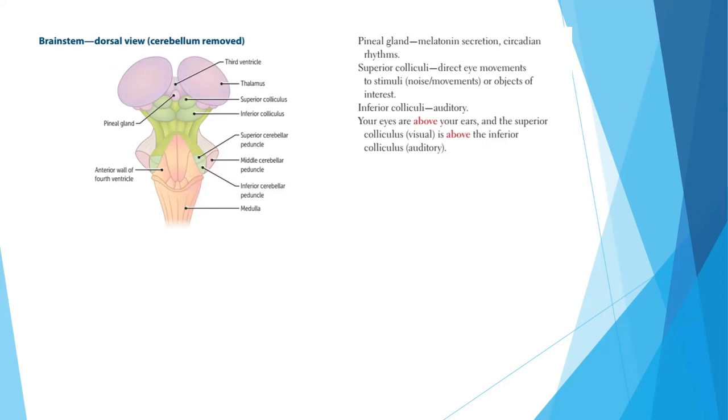So this is the picture of the brainstem. Okay, you can see the third ventricle here, the thalamus, the superior and inferior colliculus, the superior, middle, and inferior cerebellar peduncles. This is the anterior wall of the fourth ventricle.